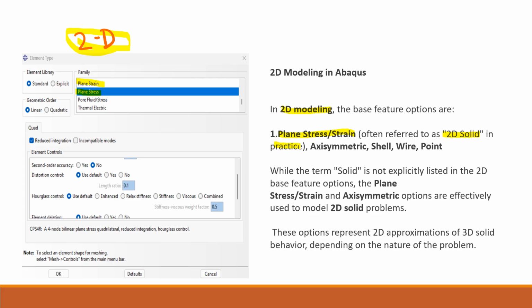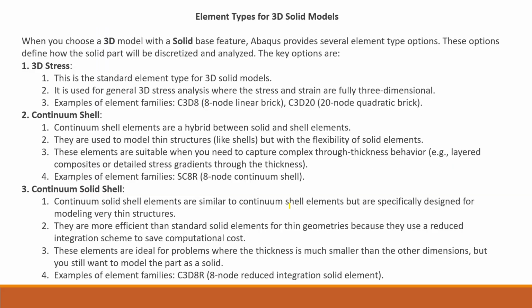When we study finite element, we use 2D solids, but here in Abaqus that term is not used by itself. Here they are explicitly using the names axisymmetric, shell, wire. While the term solid is not explicitly listed in the 2D base feature, the plane stress, plane strain and axisymmetric options are effectively used to model 2D solid problems. So this was the main confusion students are having, and that's the main thing I want to clear.